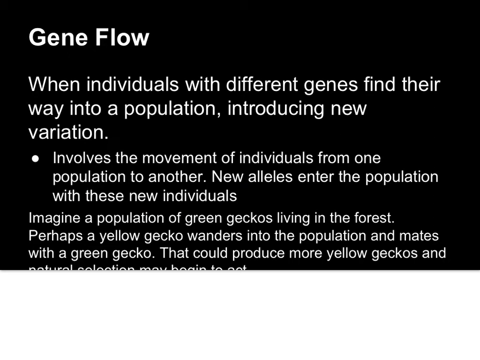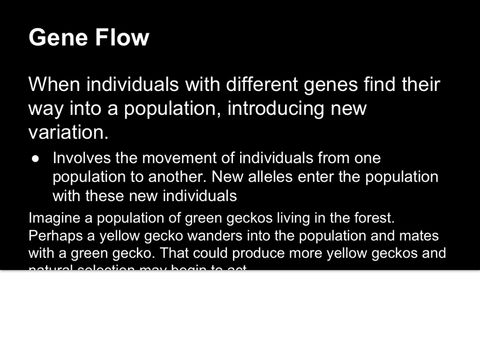So let's say we have green geckos living in the forest and a yellow gecko wanders in and mates with a green gecko. This could produce more yellow geckos, and natural selection might begin to act upon this population. Okay, so gene flow just means a new gene has flown into the existing population.